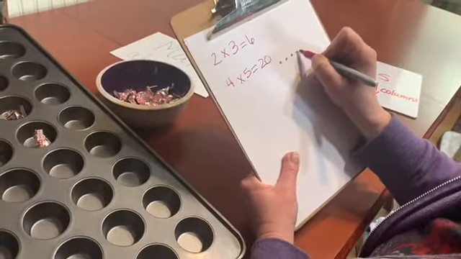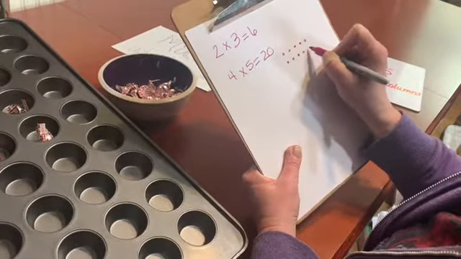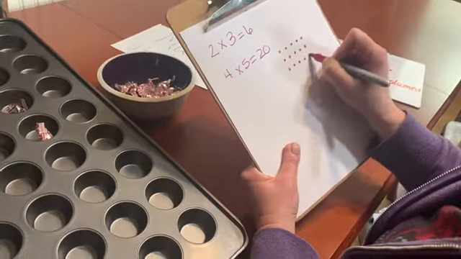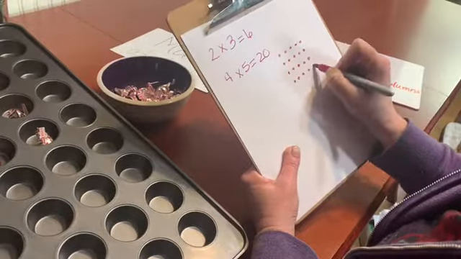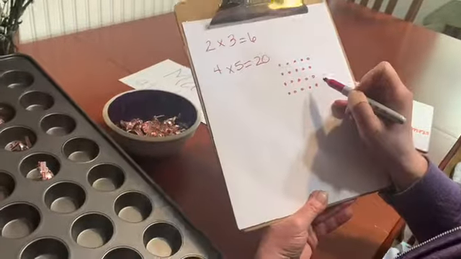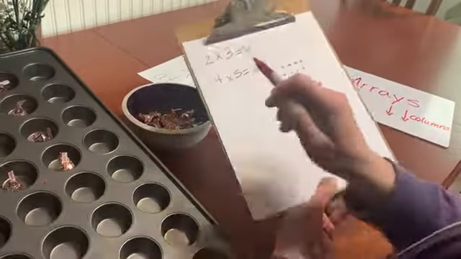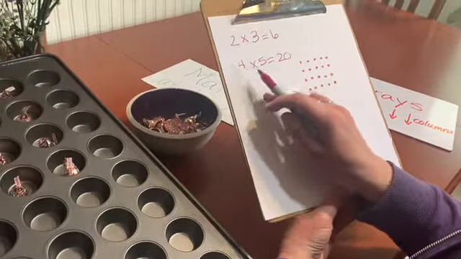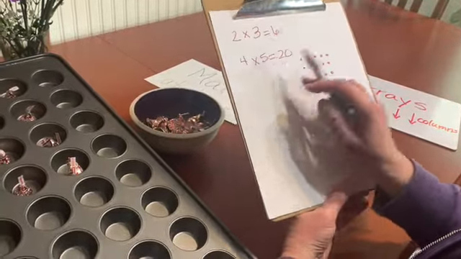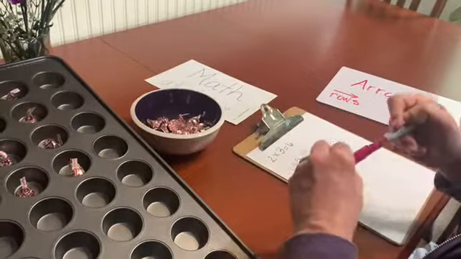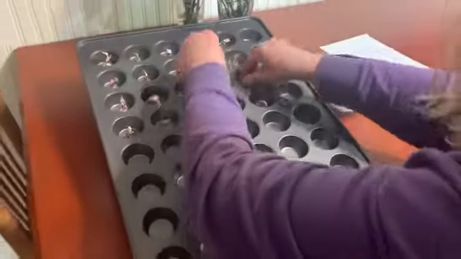1, 2, 3, 4, 5. Four rows like that. That's the picture that shows the model, and that's the number sentence that tells us how a mathematician would write that down. All right, let's get these out of here.